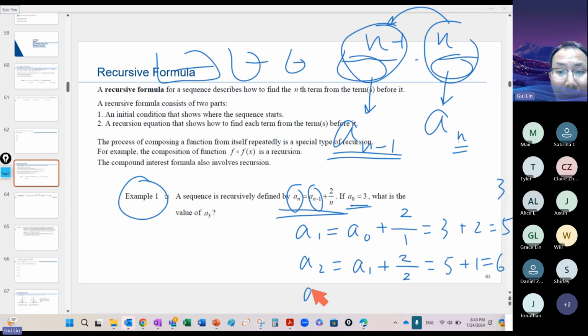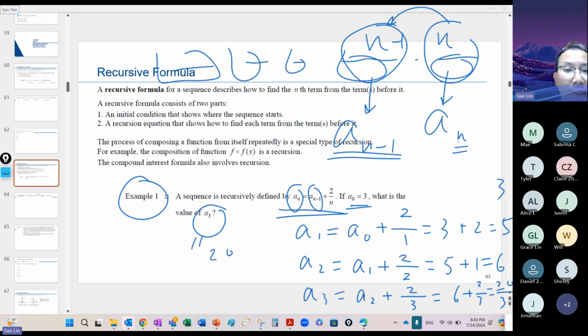So what about A3? A3 equals A2 plus 2 over 3, so it equals 6 plus 2 over 3, which equals 20 over 3. Right. So we get 20 over 3. So it's more complicated, right? When you go further, it gets more complicated.